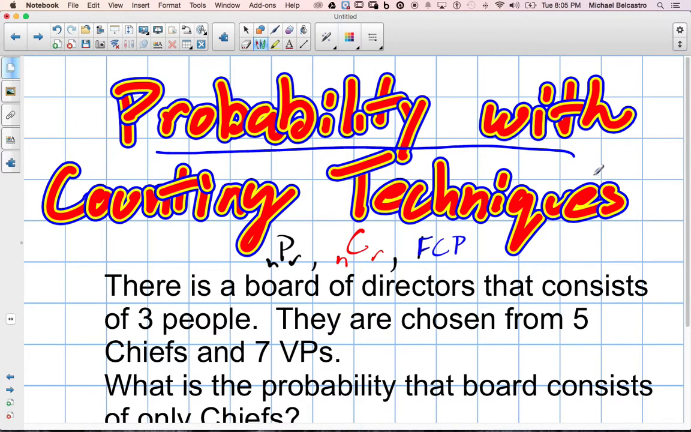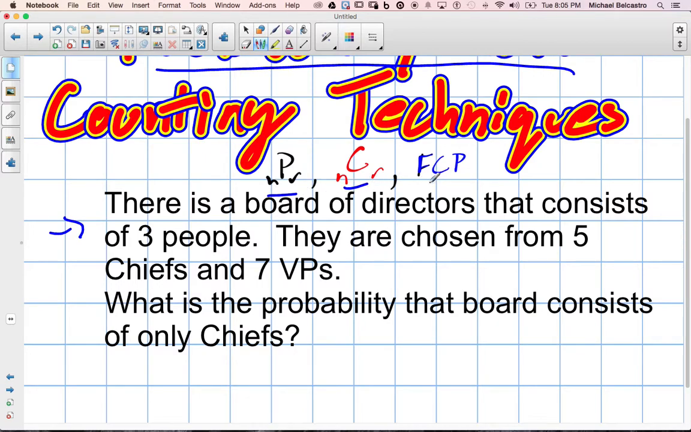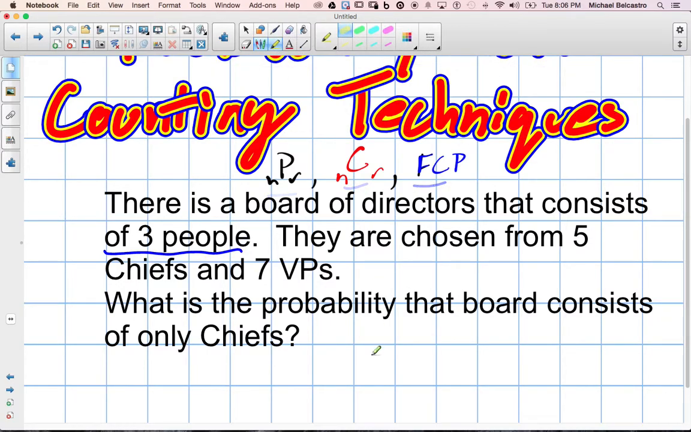So, probability counting technique again. This is a little more in-depth question. We'll talk about which of our counting techniques to use. There is a board of directors that consists of 3 people. So there is some position at the top, and it consists of 3 people, we'll say.